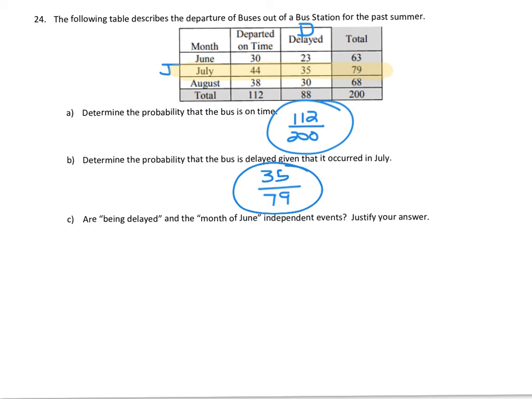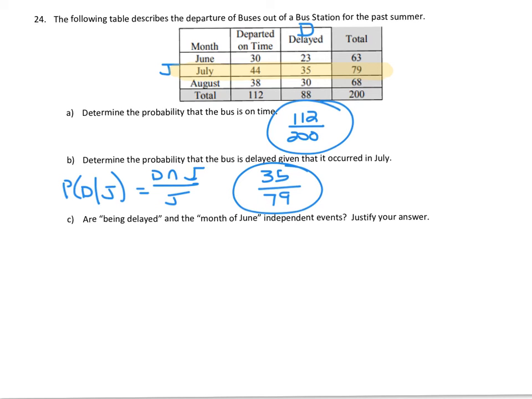If you want to think about your formula here, we know that the probability of being delayed given July is equal to delayed and July over how many buses are delayed. So here, delayed and July would be 35, so that's our numerator. And then how many buses were there total in July? 79. So you could think about the formula too if you want.